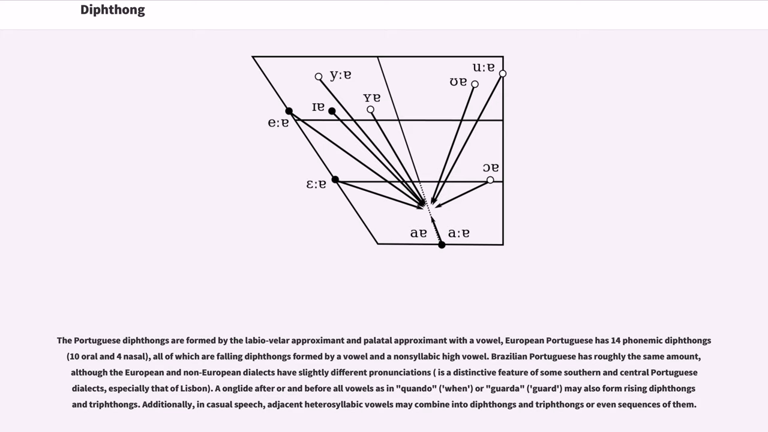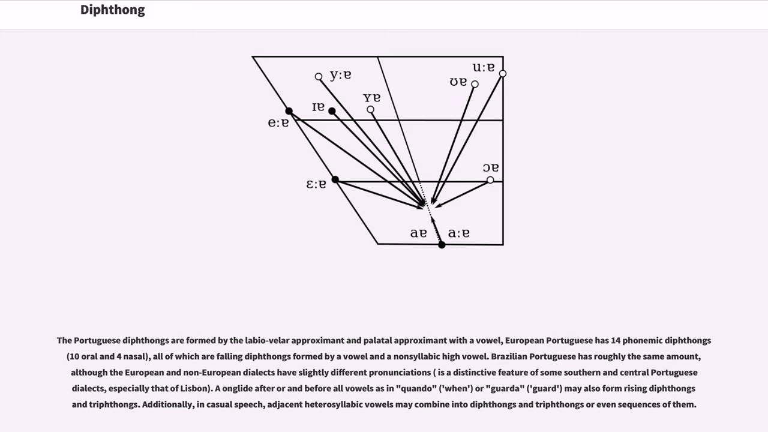European Portuguese has 14 phonemic diphthongs, all of which are falling diphthongs formed by a vowel and a non-syllabic high vowel. Brazilian Portuguese has roughly the same amount, although the European and non-European dialects have slightly different pronunciations. A glide after g and q and before all vowels, as in quando or guarda, may also form rising diphthongs and triphthongs.